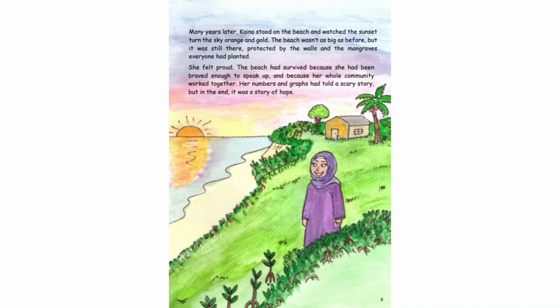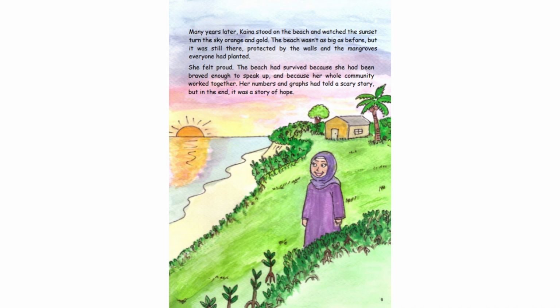Many years later, Kaina stood on the beach and watched the sunset turn the sky orange and gold. The beach wasn't as big as before, but it was still there, protected by the walls and the mangroves everyone had planted. She felt proud. The beach had survived because she had been brave enough to speak up, and because her whole community worked together. Her numbers and graphs had told a scary story, but in the end, it was a story of hope.